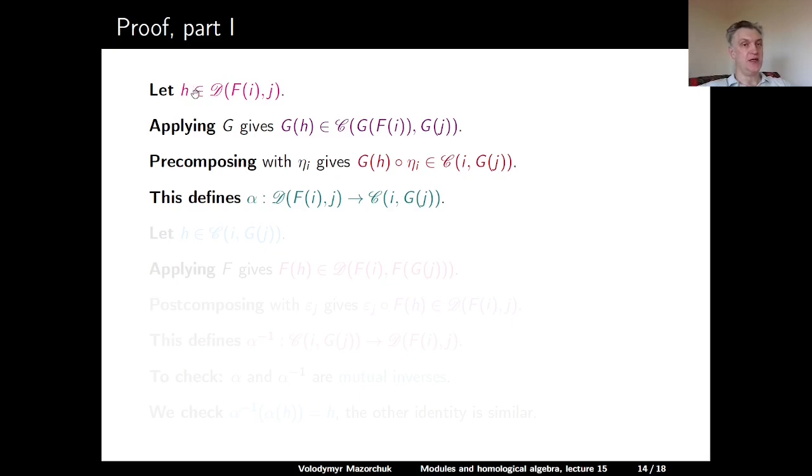Starting from h, which is a morphism from F of I to J, we get this composition, which is a morphism from I to G of J. This is our map alpha.